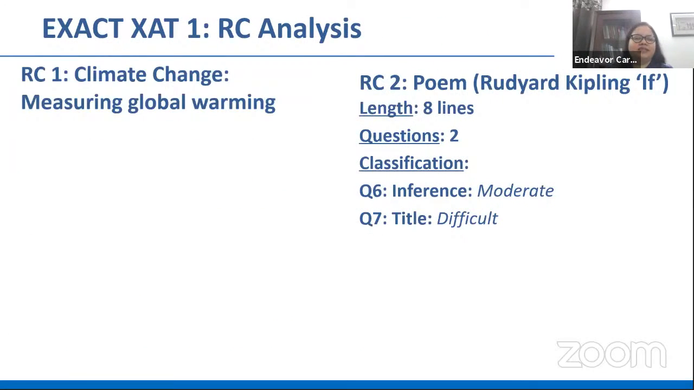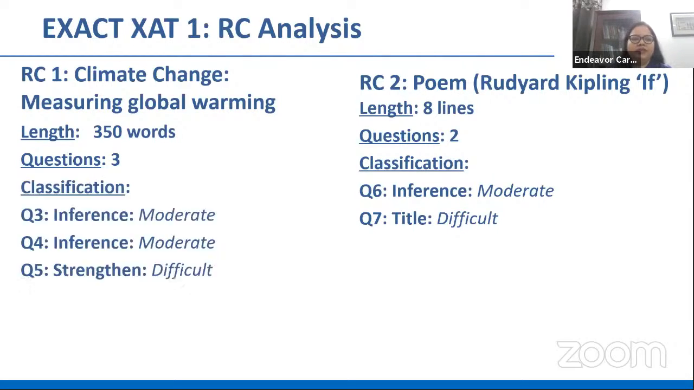What were the various RCs? The first RC was the one on climate change, measuring global warming, roughly around 350 words, which is not a very lengthy one, much in keeping with the kind of RCs that appeared in XAT 2020. 3 questions. You'd find that the first 2 questions were inferences, and the third one was a strengthen question.